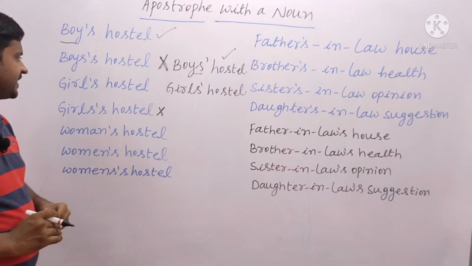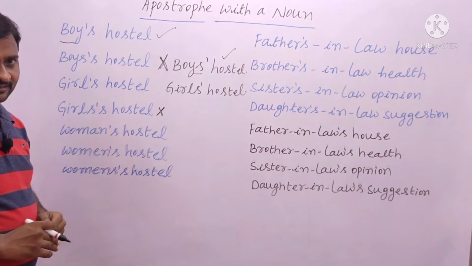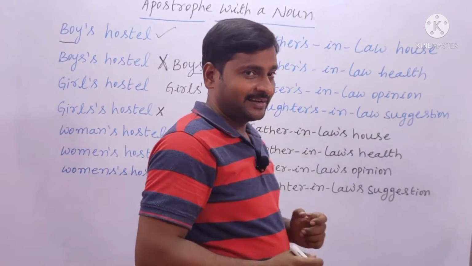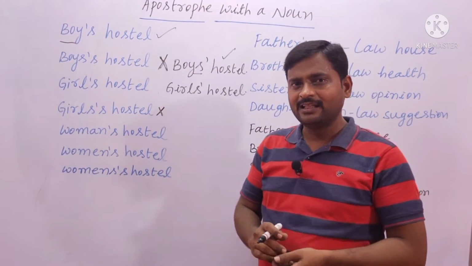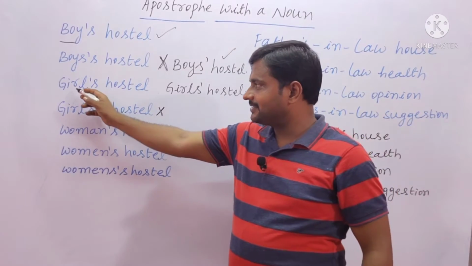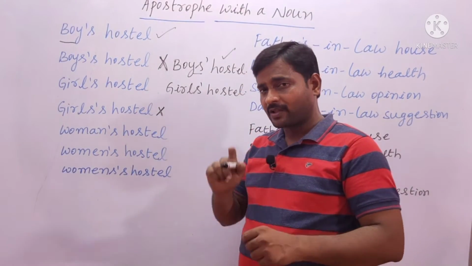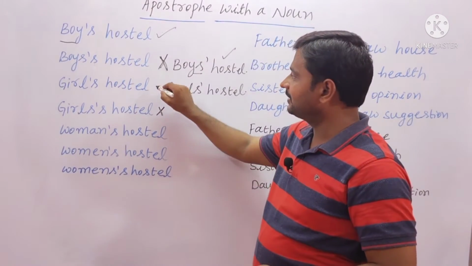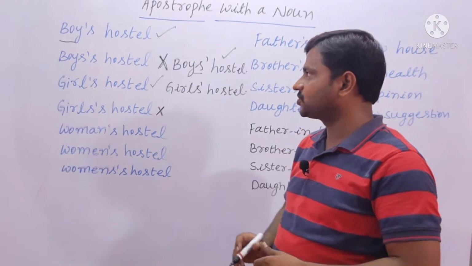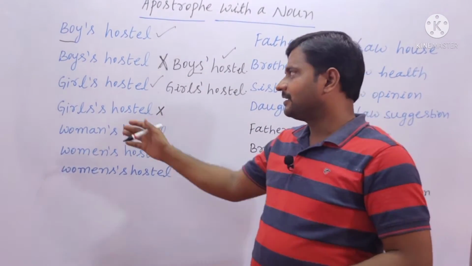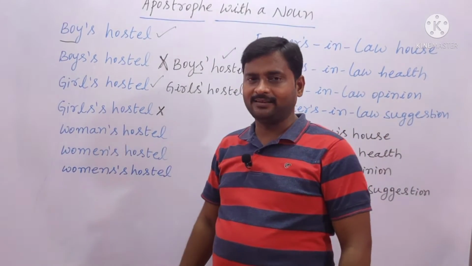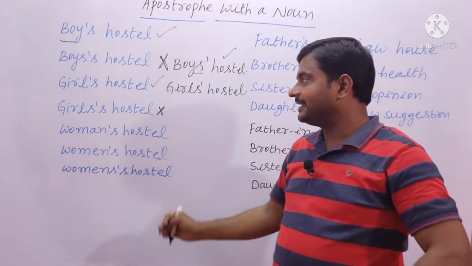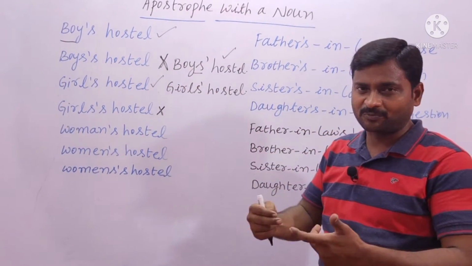Next, as you see, girl's hostel. Girl's hostel indicates a singular noun. G-I-R-L, apostrophe, S: girl's hostel. It is the right format to apply, because it doesn't follow any plural form. It will be singular. That's why it is the right usage to apply.